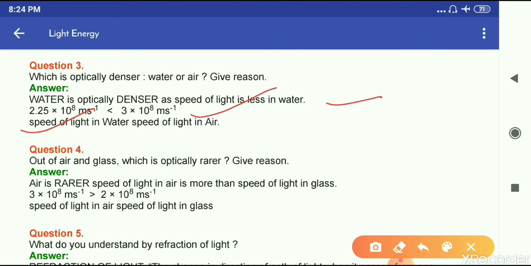Question number 4. Out of air and glass, which is optically rarer? Give reason. Air is rarer. Speed of light in air is more than the speed of light in glass. So these are the speed of light in air and glass respectively.